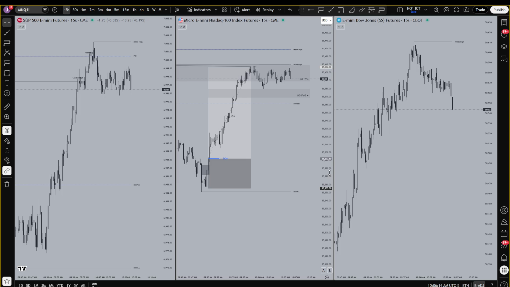Does this indicator work on gold? Yeah, the indicator works on gold, my friend. It works on anything that you could populate on TradingView.